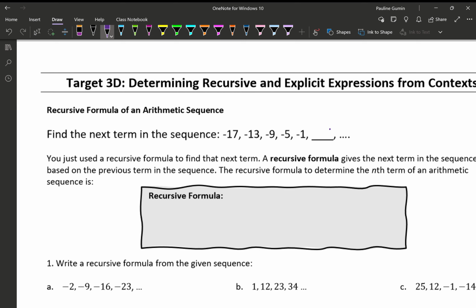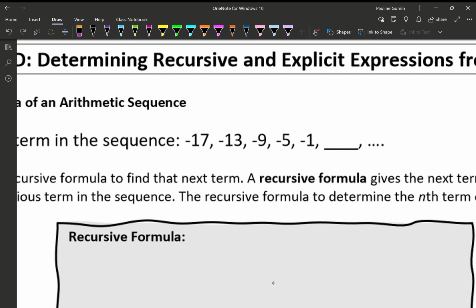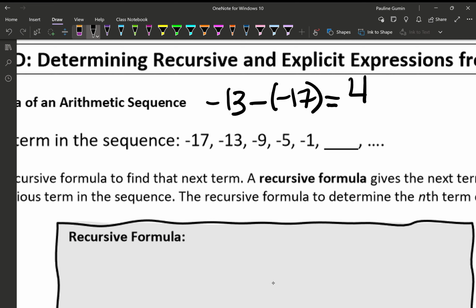Hello, and welcome to a little video about Target 3D, where we're going to be determining recursive and explicit expressions in contexts. First, let's warm up with this arithmetic sequence and find out what the next term is going to be. If it's arithmetic, we take term 2, negative 13, minus negative 17. Negative 13 minus negative 17 is positive 4, so my pattern is to add 4. Negative 1 plus 4 is 3.